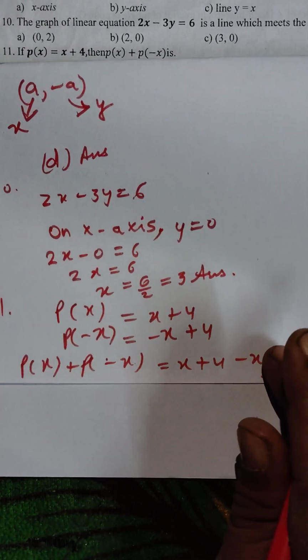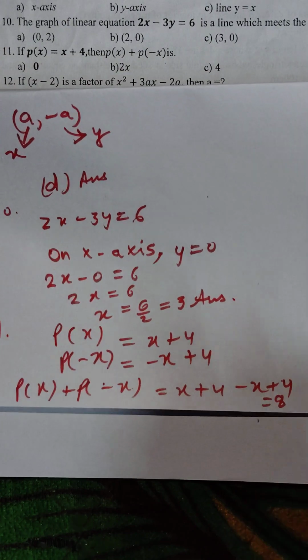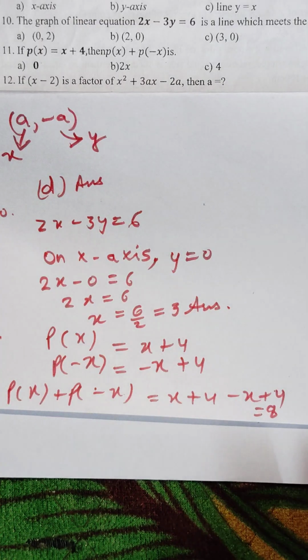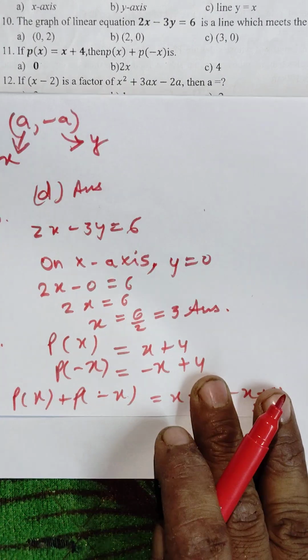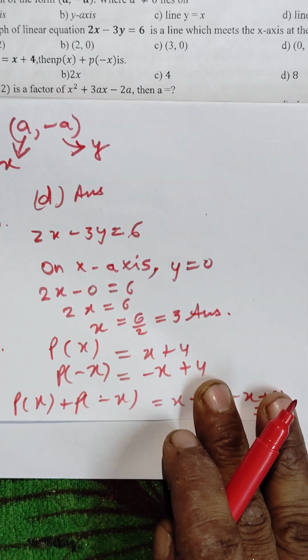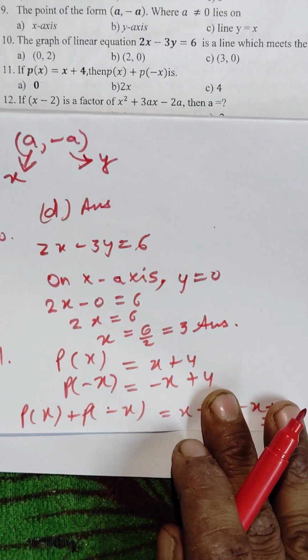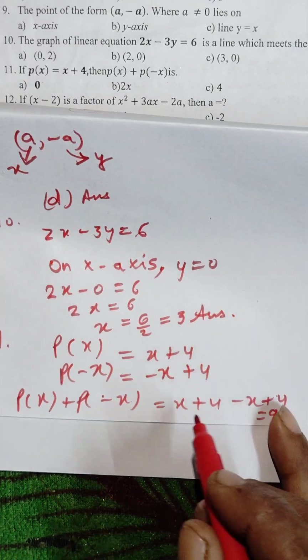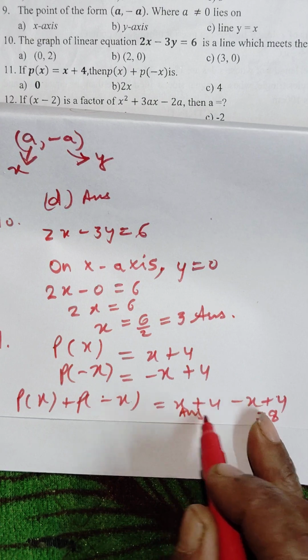So 8 is given in option D. So D is the correct answer for this 11th question. So the D option is the answer. Answer is D.